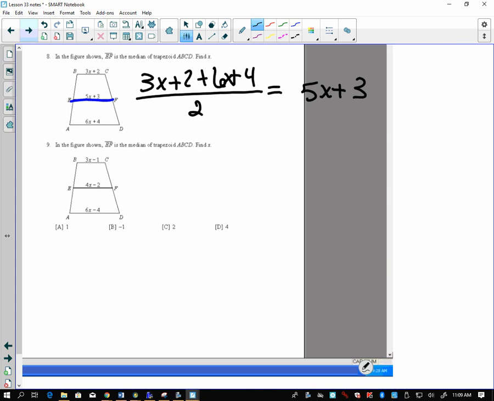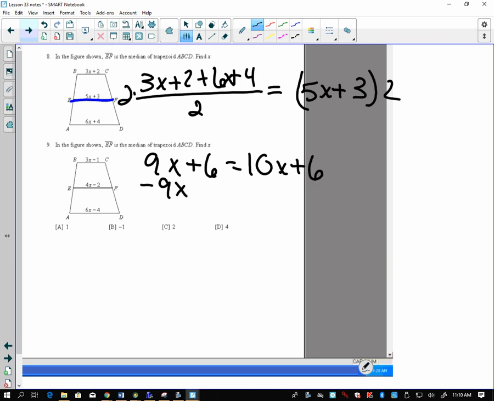We're going to multiply by 2, which means I'm going to distribute the 2. And then I'm going to combine like terms. So 3x plus 6x is 9x. 2 plus 4 is 6. And I'm going to distribute the 2 and get 10x plus 6. All right, subtract 9x because we're just trying to solve for x. Minus 9x. We're going to subtract 6 on both sides. The 6's cancel, which means I wind up with 0, right? 0 equals 1x? So x equals 0 in this case.